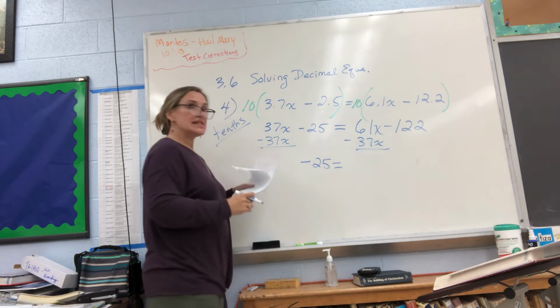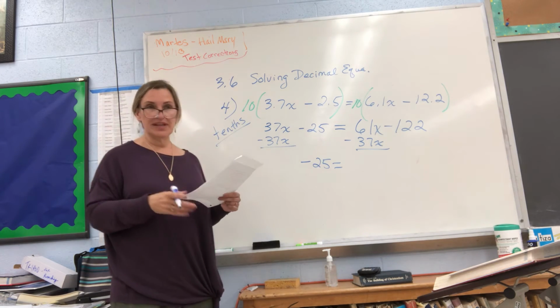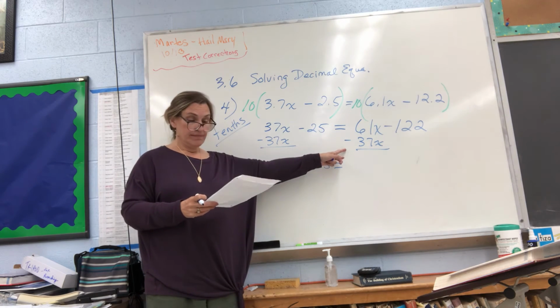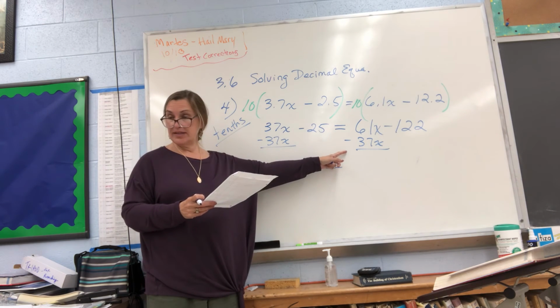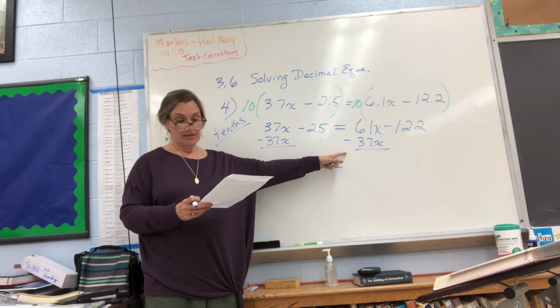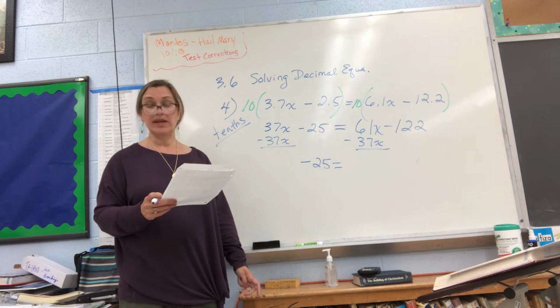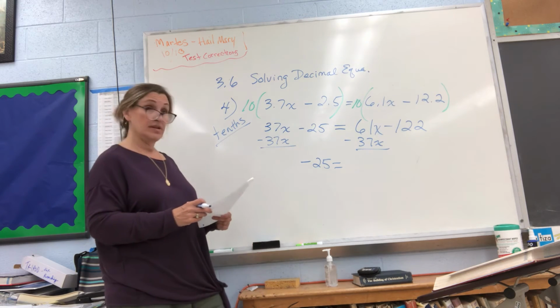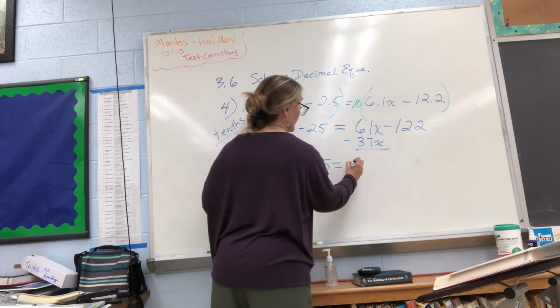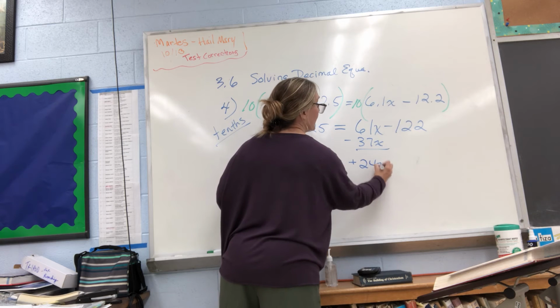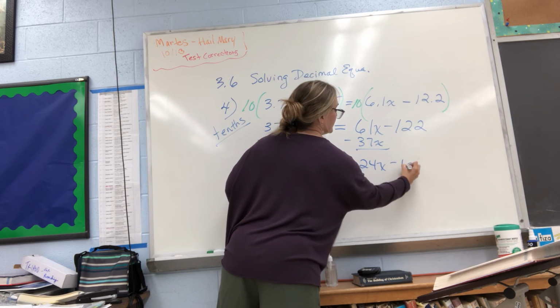Tell me what this is. Is that same sign sum or different signs difference? Different signs. It is. And tell me what this is. I think it's going to be 23. Is it 23 or 24? 24. It's 24. Is it positive or negative? It's positive. The larger number is positive. So here it is. It's 24x minus that 122.